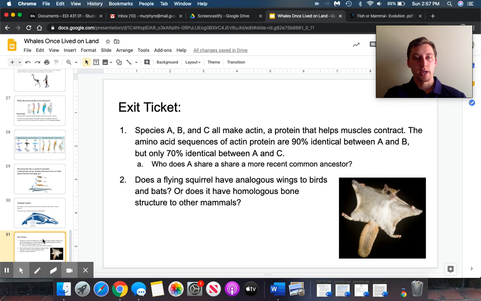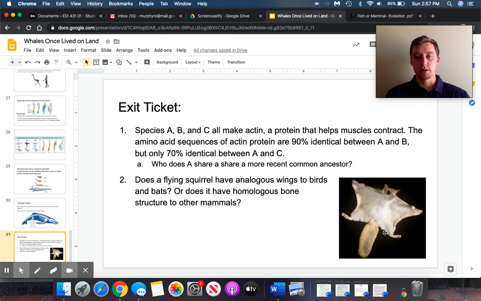I always end with an exit ticket for students to answer, things that cover the objectives for the day. So checking for understanding if our students met those learning objectives. So our first question looks at common ancestors, looking at who's more closely related, and then a more critical thinking question as to does a flying squirrel have analogous wings to birds or bats?